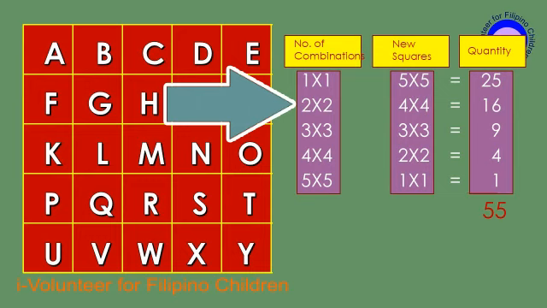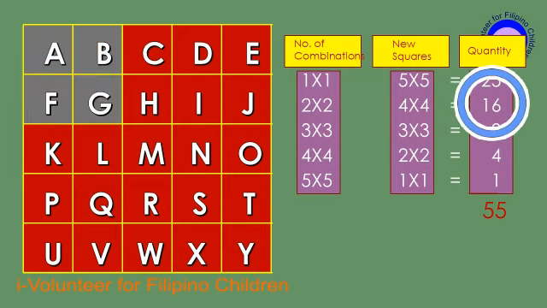The next group to count is 2 by 2. There will be 16 of these. 1, 2, 3, 4, 5, 6, 7, 8, 9, 10, 11, 12, 13, 14, 15, and 16.